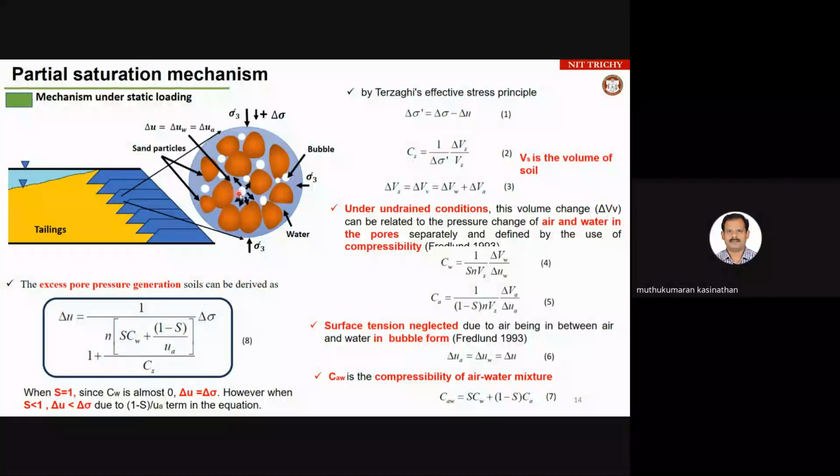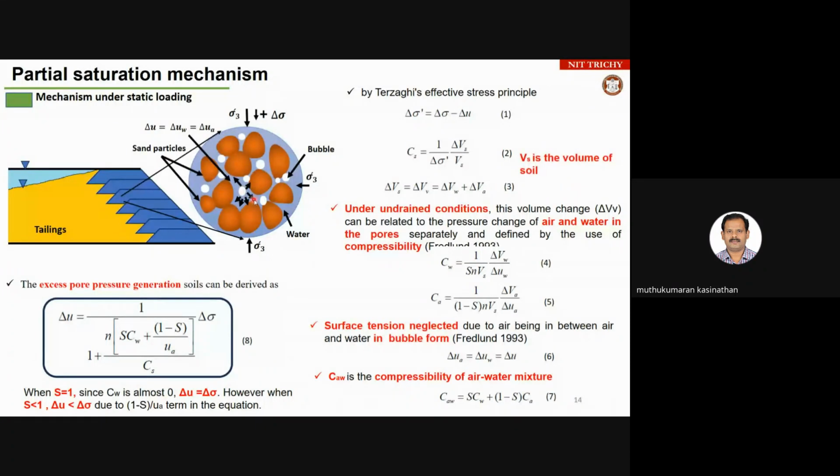But what is the advantage of introducing air bubbles? Once air bubbles are introduced in the soil system, they will try to avoid movement between the soil particles, because an air bubble has more compressibility than water. This will absorb the vibration energy and the pore pressure is going to be reduced. So this is one aspect.